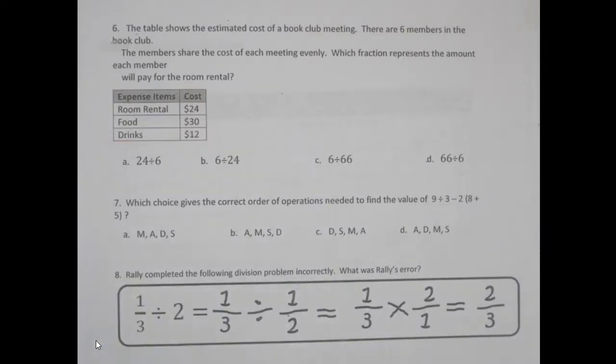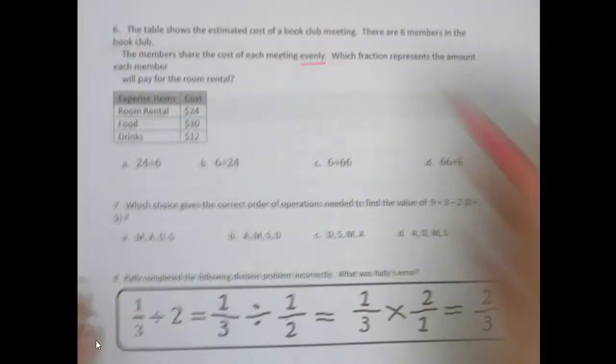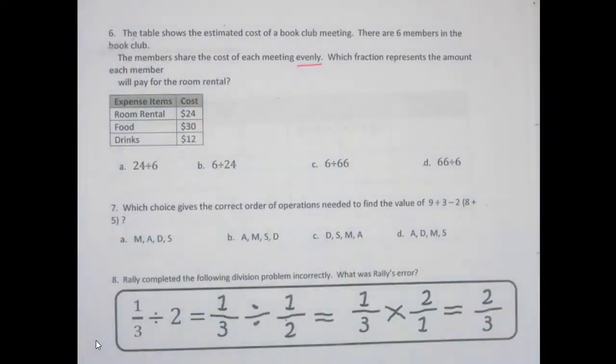Number 6, the table shows the estimated cost of a book club meeting. There are 6 members in the book club. The members share the cost of each meeting evenly. What fraction represents the amount each member will pay for the room rental?